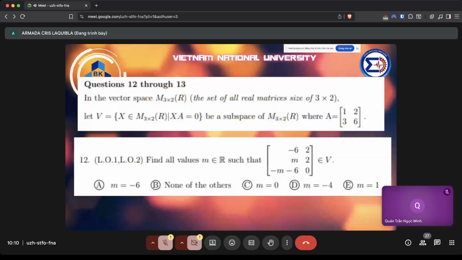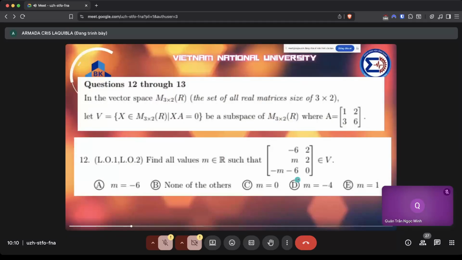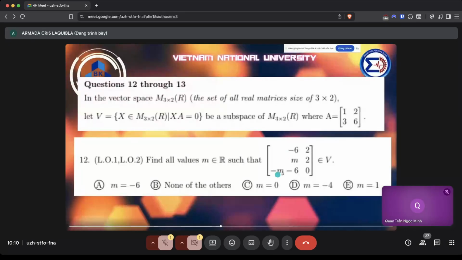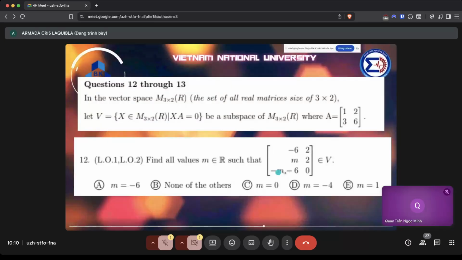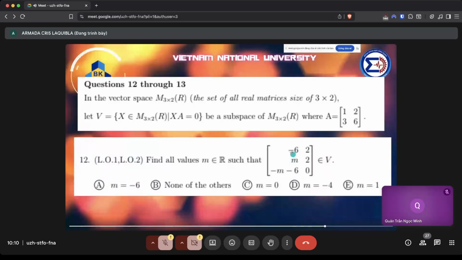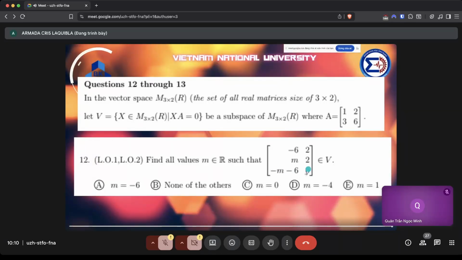12 and 13. 12. Find all values of m such that this is... This is a 3 by 2 matrix, class. Please do not imagine like there's a 0 here and there's a 0 here. No. The number here is negative m minus 6. This is m here and minus 6 is here at the top. Then 2, 2, 0. Again, there are no zeros here. The first number here is negative m minus 6, partner with 0. Here, m and 2. Then we have here negative 6 and 2. So this is a 3 by 2 matrix.